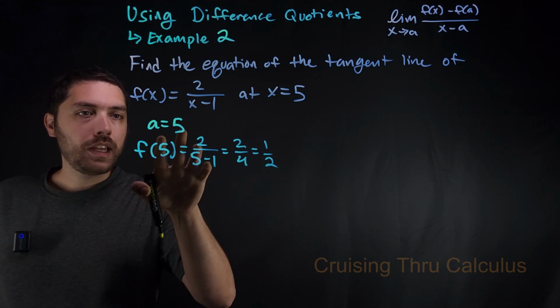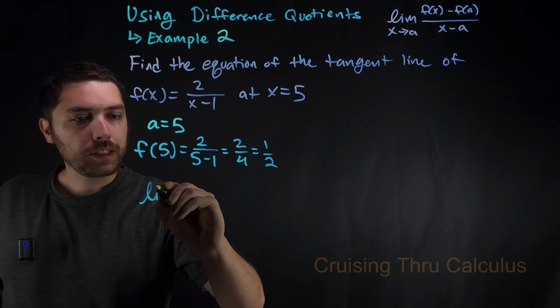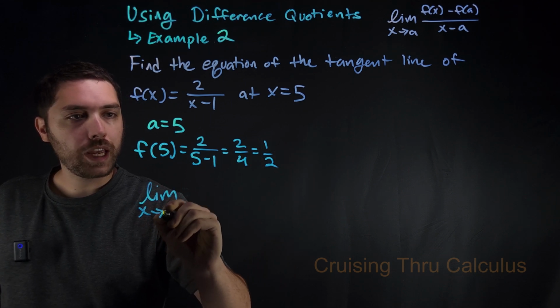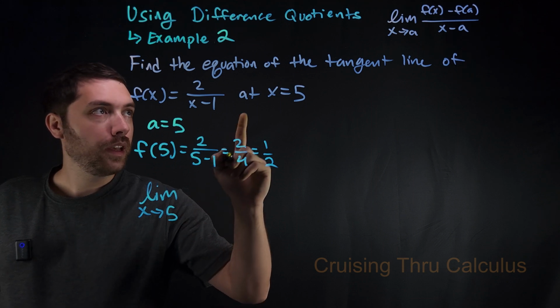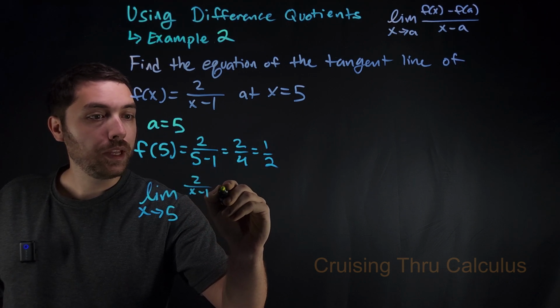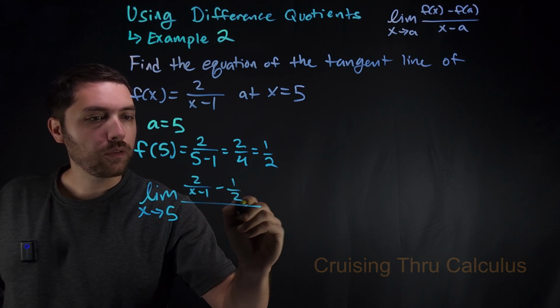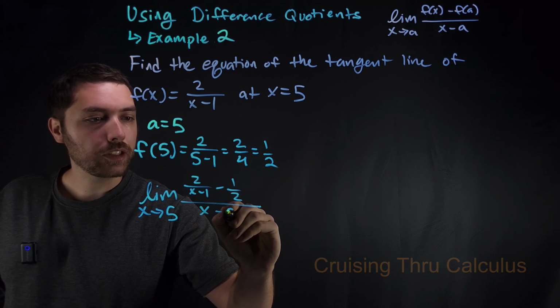All right, let's take this and plug it into our formula. We're now going to find the limit as x approaches a, which is 5, of f of x, which is 2 over x minus 1, minus f of a, which we figured out was 1/2, all over x minus a, so x minus 5.